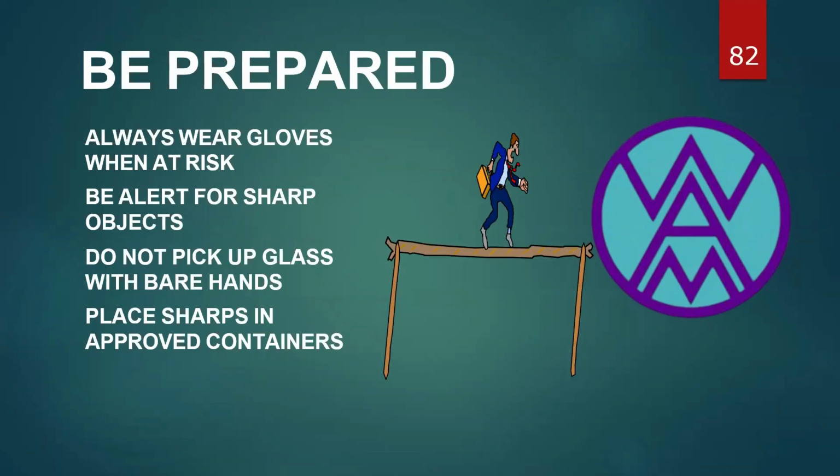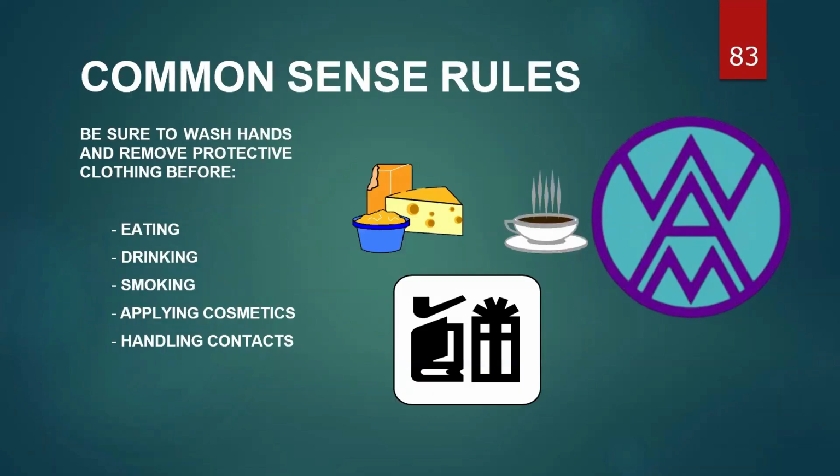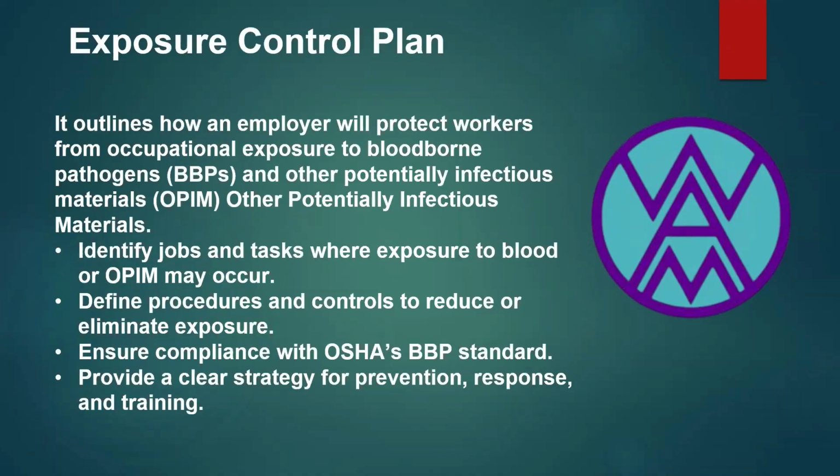Always be prepared and wear gloves when you are at risk. Be alert to sharp objects. Never lift any sharp object that can hurt your fingers with bare hands. Do not pick up glass with bare hands. Place sharp objects in approved containers. Common sense rules: be sure to wash hands and remove protective clothing before eating, drinking, smoking, applying cosmetics, and handling contacts.